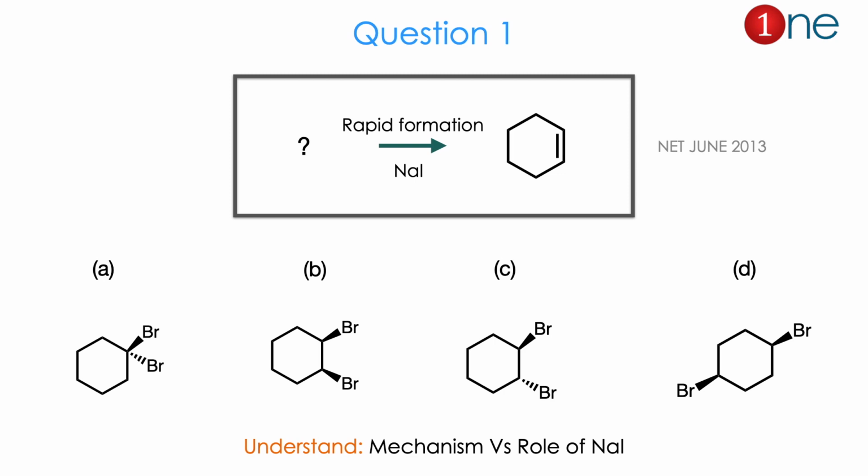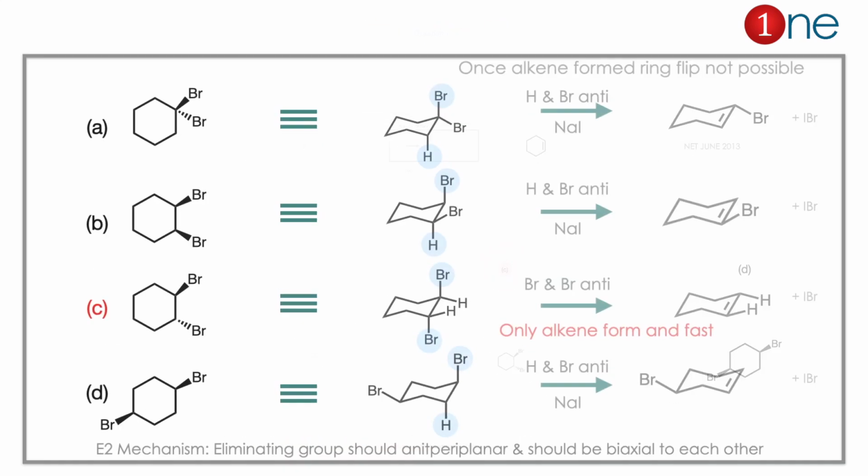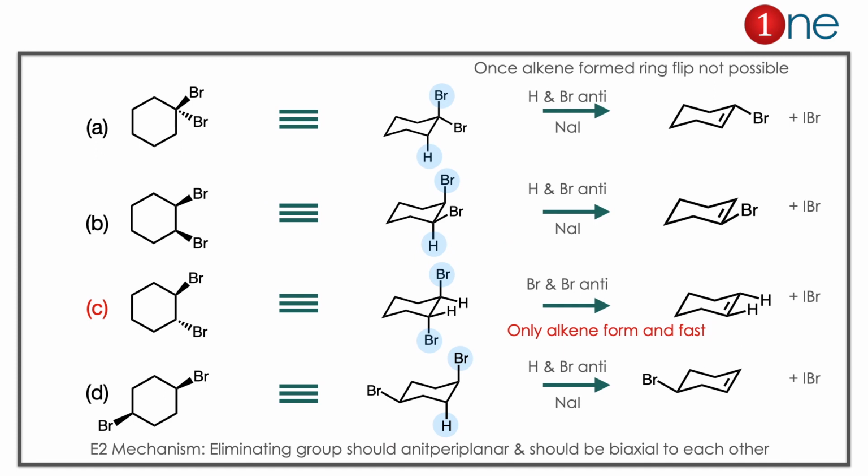So from the reactant to product, you might realize the question is about the mechanism of bromine elimination and the role of sodium iodide. The answer is C. Let us see how. Here, the starting materials are all in cyclohexane form. We redraw them in the chair form, so we redraw with the relationships: cis means cis, trans means trans, geminal means geminal.